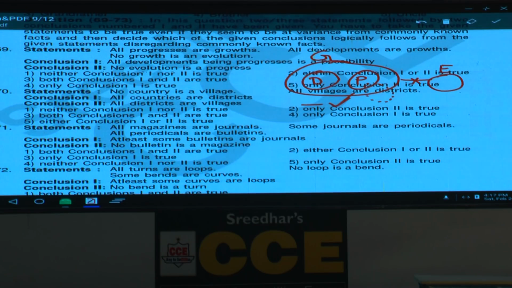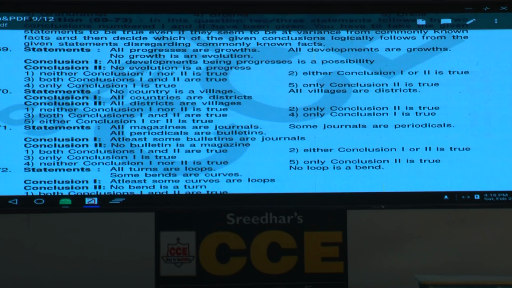Then coming to the first one, all developments are progress is possible. Is it possible or not? Now this development can come into this region, isn't it? Hence the first one is possibly true. Then what is your answer here? Both 1 and 2 follow, that is choice 3. Question number 69, choice 3 is the answer.